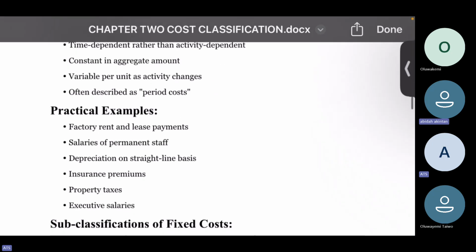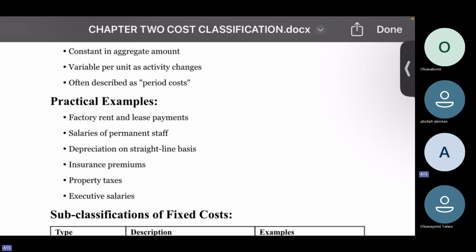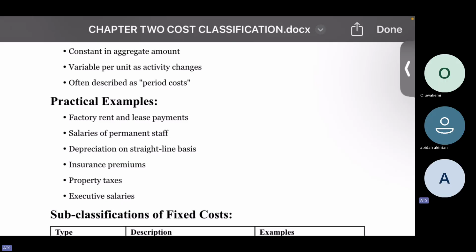Yes, ma'am. Yes. So some of the examples are taxes, factory rents, salaries of permanent staff. Another thing you should know about fixed costs is that whether you produce or you don't produce, you will incur them. You've already rented the place. Whether you produce or you don't, whether you sell or not, you are going to pay them. Right. So it's just something like salaries of permanent staff or those executives. They are going to collect their salaries at the end of the period no matter what. It's not like those workers whose payment is based on the number they produced or based on incentives, right? So that's how fixed costs operate.